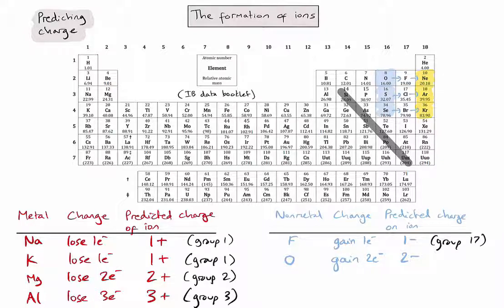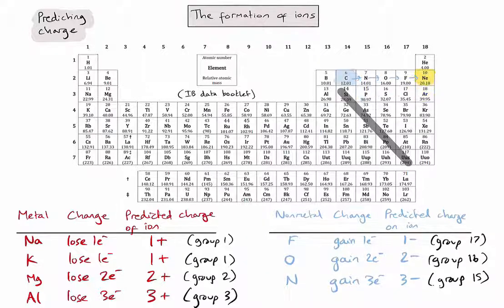Well, how about group 15 non-metals, nitrogen and phosphorus? They are both going to need to move 3 steps to the right to reach group 18, so we'll be gaining 3 electrons, and we'll end up with 3 negative charges on their ions. The final element worth considering is carbon in group 14. Although it's fairly rare to find carbon forming an ion, if we were to predict, it's going to need to move 4 steps to the right, therefore gaining 4 electrons and ending up with an ion of 4 negative charges.